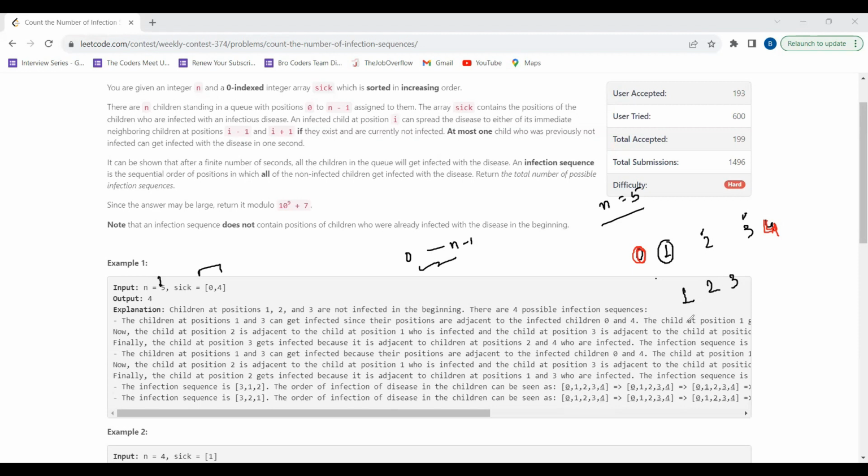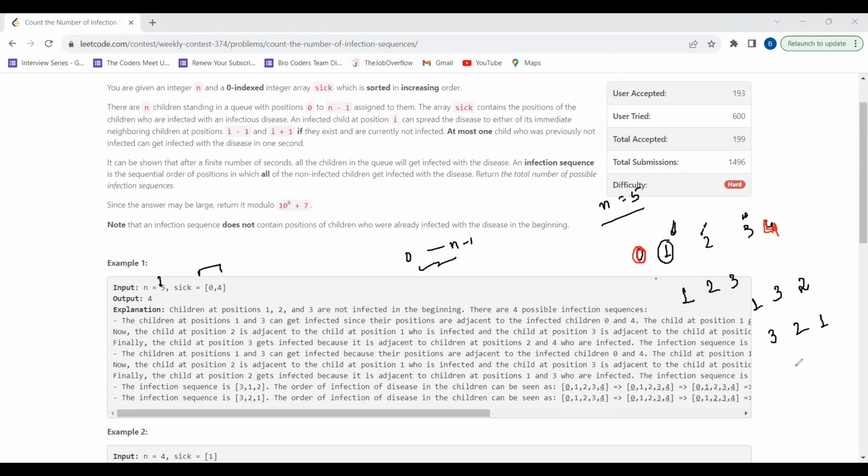Now another possible sequence. First of all, 1 gets infected. Then after 1, either 2 can get infected or 3 can get infected. So this time, let's say 3 gets infected. Now in the end, we have only 2, so 2 gets infected. Now the next possibility: 3 gets infected, then 2 gets infected, then 1 gets infected.